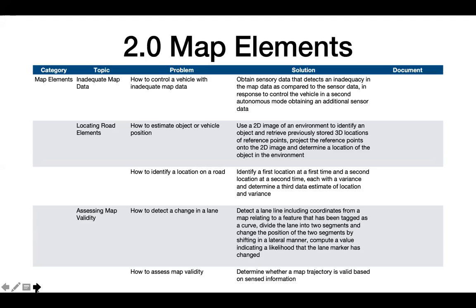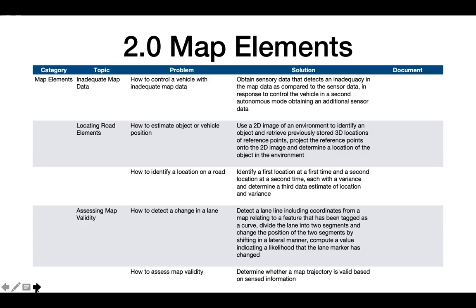Let's see here, how to identify a location on a road. Identify a first location at a first time and a second location at a second time, each with a variance, and then determine a third data estimate of that location. So there's a lot of, once again, software type things going on here. The actual patent claims itself will then have some sort of a statement along the lines of navigating according to that algorithm. These last two in this map elements category are assessing the map validity.